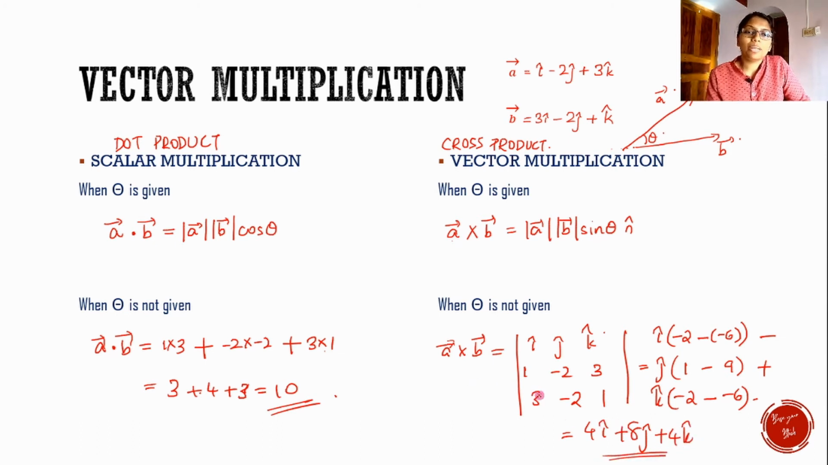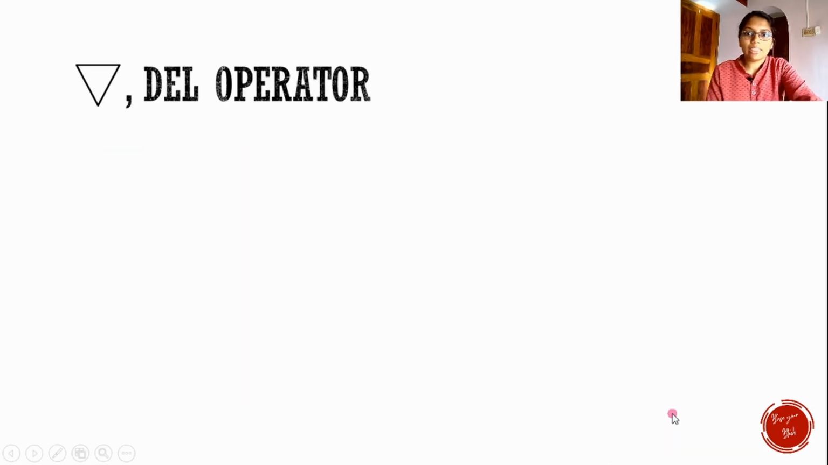See, A cross B has turned out to be a vector product, a vector quantity. Okay, that's all about vector multiplication.